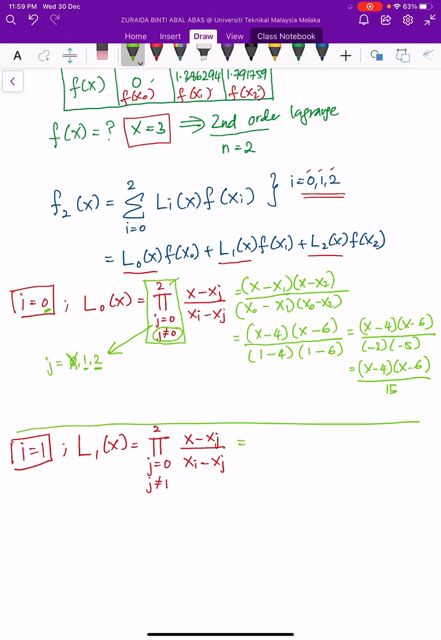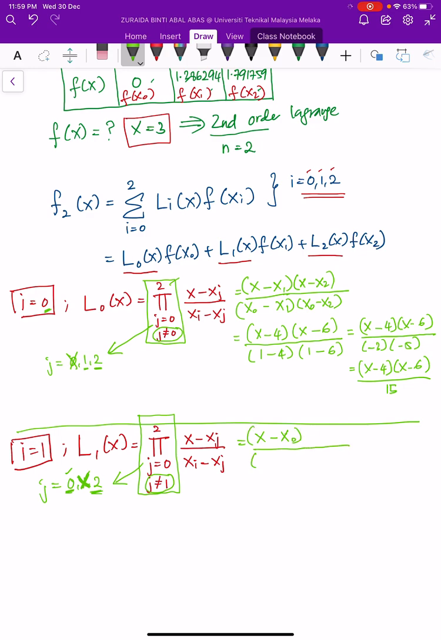Again I'm going to explain what this is all about. Our j will take the values 0, 1 until 2, but j cannot be equal to 1, so we're going to cross this out. It's only j equal to 0 and j equal to 2 that we're going to evaluate. So it's going to be x minus, when j equal to 0, this is x0.